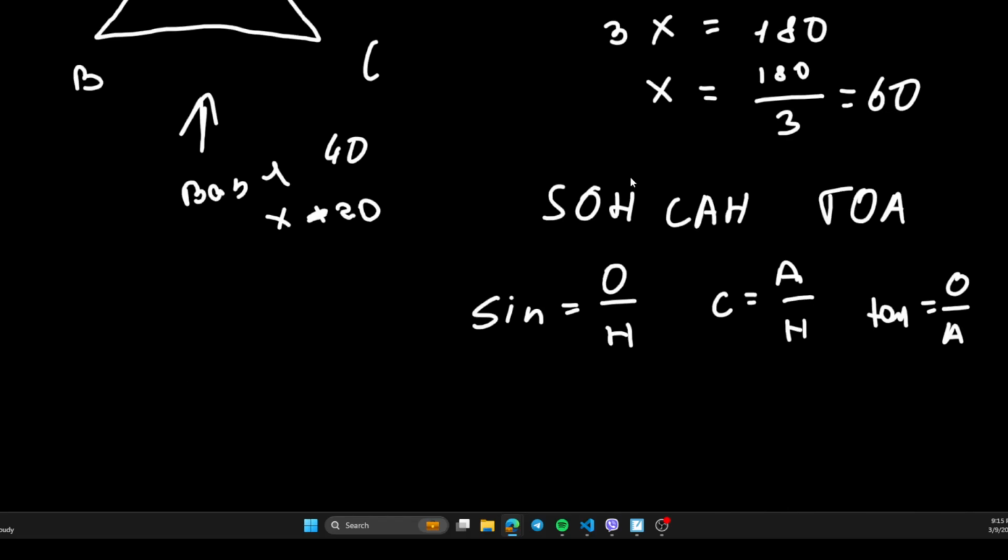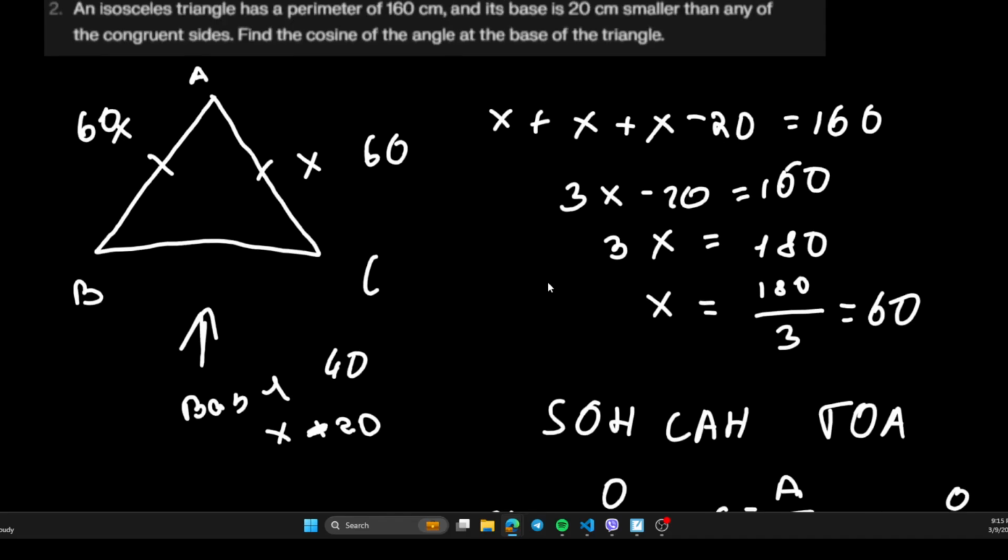Now, this thing, SOHCAHTOA, you can only use it in a right triangle. So if you want to find the cosine of a base angle, the problem is telling you to find the cosine of the angle at the base of the triangle. So you need to find this angle. What you're gonna do, because it's isosceles, is take the height of it.